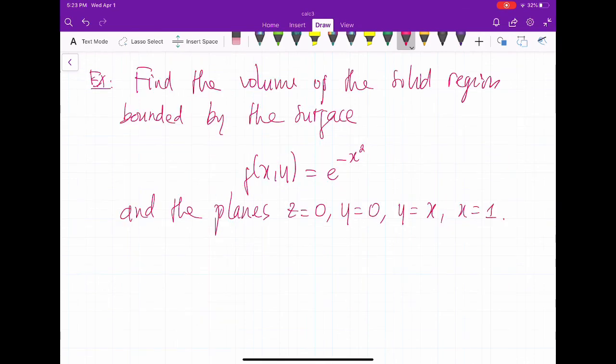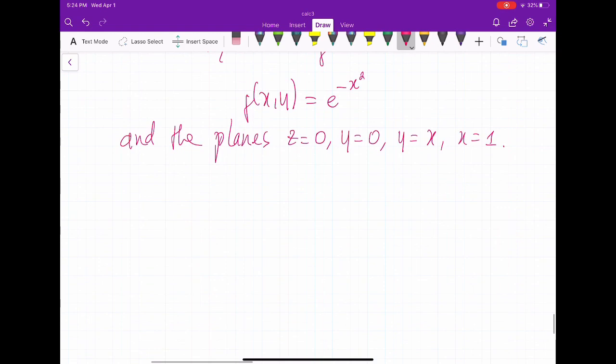Find the volume of the solid region bounded by the surface f(x,y) equal to e to negative x squared and the planes z equal to 0, y equal to 0, y equal to x, and x equal to 1. Now we don't have any picture of that solid region, but we know exactly z, y equal to 0, y equal to x, and x equal to 1. So in this situation, x, y, and z are greater than or equal to 0, which is good.